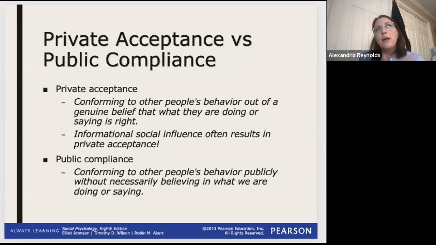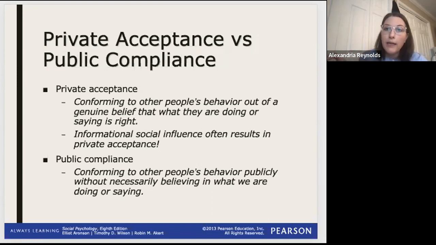We used this example last class: if you've never eaten sushi before, you go to a restaurant and eat some sushi by following what other people are doing, following their process and their behaviors. If somebody were to ask you what the proper way to eat sushi is, you would explain the way that you did it, because you assume that's probably the right way to do it. That is private acceptance. You're like, I believe that's the way to do it.